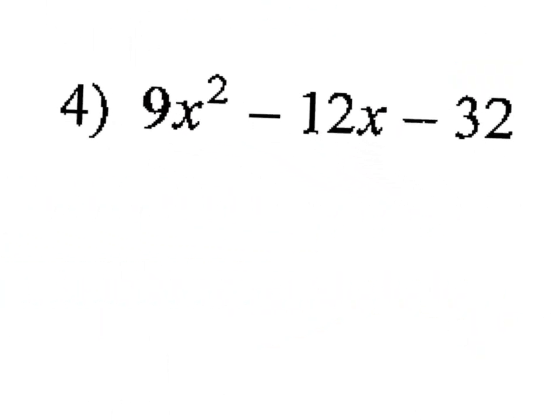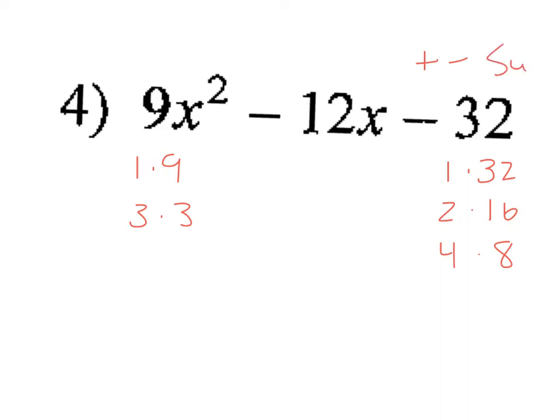Okay, on number 4. Again, I'm going to start my list of both parts here. So I've got 1 times 9, 3 times 3. Okay, now on 32, I've got 1 times 32, 2 times 16. 3 doesn't go in, but 4 does. 4 times 8. 5 won't go, 6 won't go, and then we're back to 7. So that's my options. Okay, now, paying attention to your signs, you need a positive and a negative here, okay, to get that negative 12. All right, so we're going to be subtracting, right? Different signs, we're going to subtract to get to the negative 12 this time.